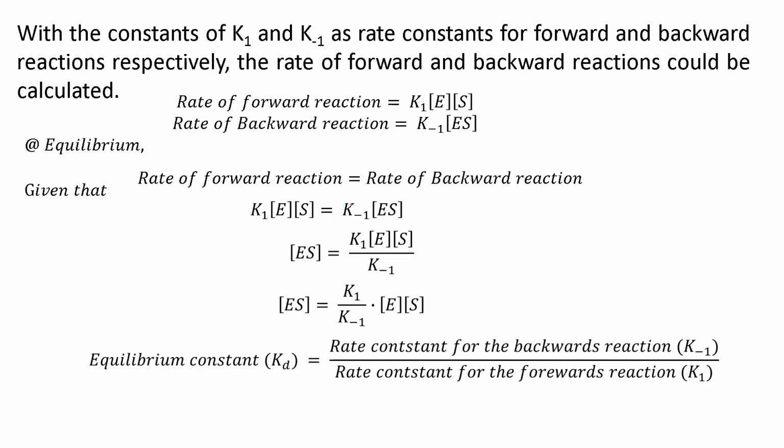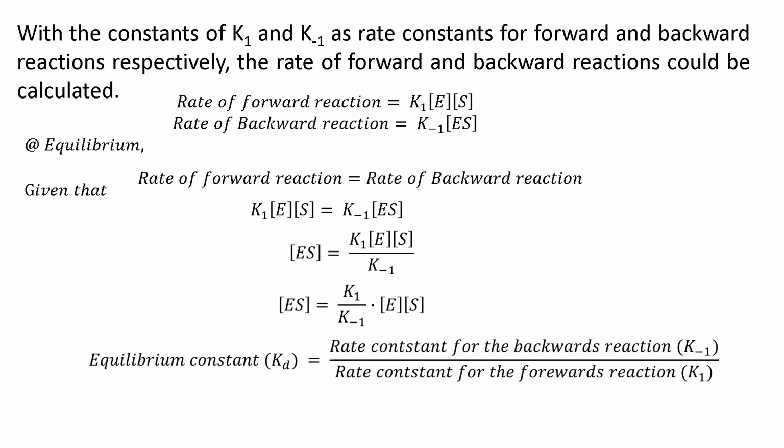But while we are still deriving this, you can see the equilibrium constant, because we are talking about when they are at equilibrium. So we have what we call the equilibrium constant. And equilibrium constant is the rate for the backward reaction divided by the rate for the forward reaction.